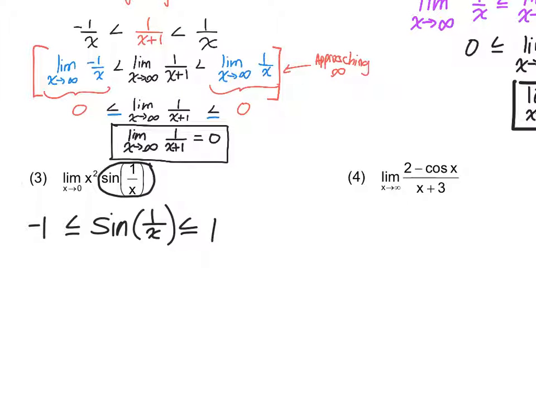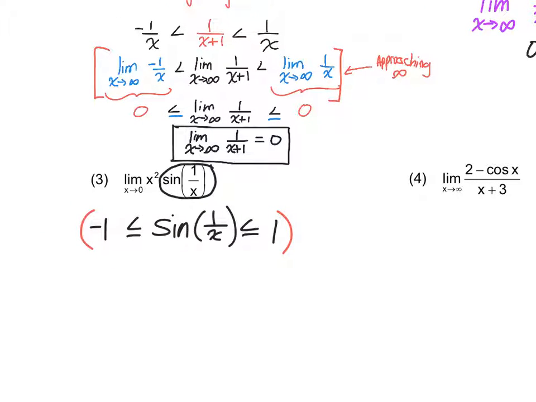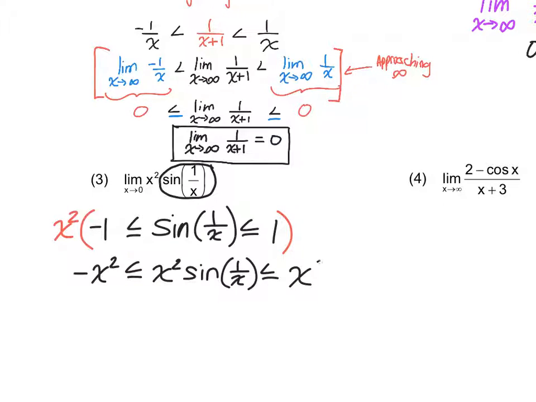Oh, I was going to ask about the x squared. You just drop it? You drop it, at least in the first step, but then in the second step, we bring it back because we have our reliable fact. Now I can incorporate the x squared. I'm going to multiply that through, and that's going to give me negative x squared is less than or equal to x squared sine of 1 over x is less than or equal to positive x squared.